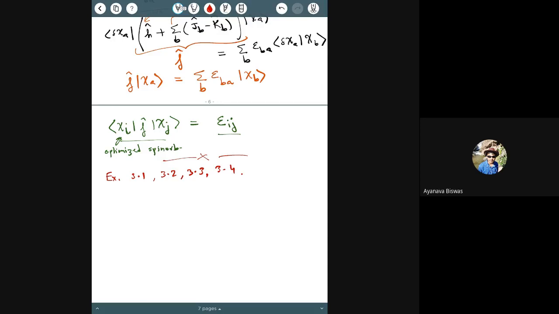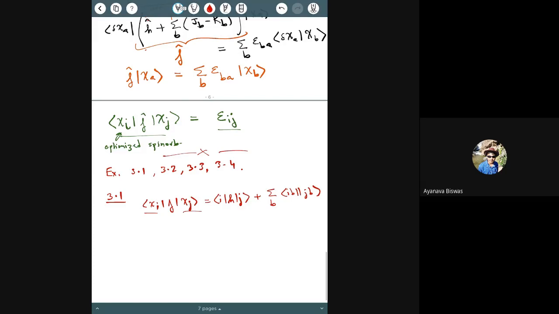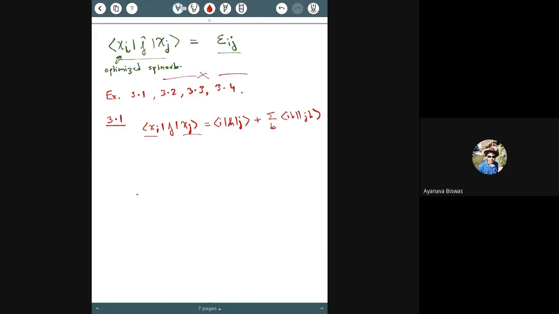So question 3.1 just says: show that the general matrix elements of the Fock operator have the form chi I, f, chi j is equal to I H J plus sum over B of IB JB. You can take simply the form of the Fock operator with the core and the potential part, open out the integrals, multiply it with chi I star and chi j and integrate over dr1 and dr2, and in a few steps you will get this expression. So I'm not solving that, this is straightforward. I will solve 3.2 for you.